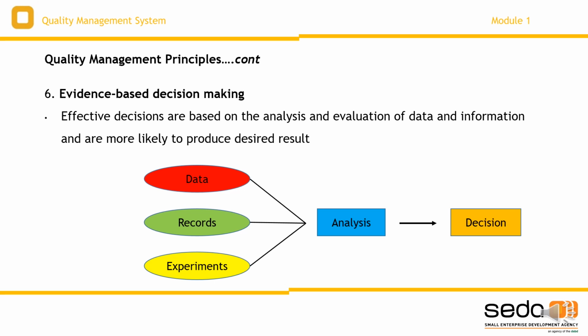In our businesses, on a daily basis, we take decisions. We might decide we no longer want to use this machine, we might decide we no longer want to use this supplier. But according to our quality management system, we must use evidence-based decision making. It says effective decisions are based on the analysis and evaluation of data and information and are more likely to produce desired results. During the operation of your processes, ensure that you collect data such as customer complaints and machine readings, and records generated must be kept safe. Ensure that the results of experiments are collected and all this information you have at your disposal is analyzed. And the results of analysis can then inform your decisions going forward.